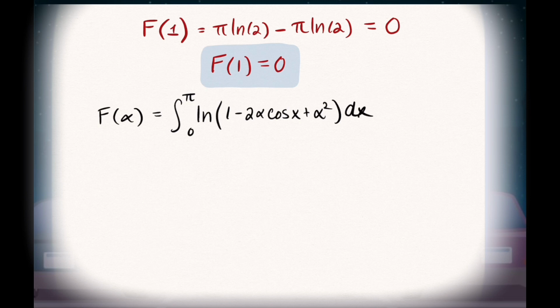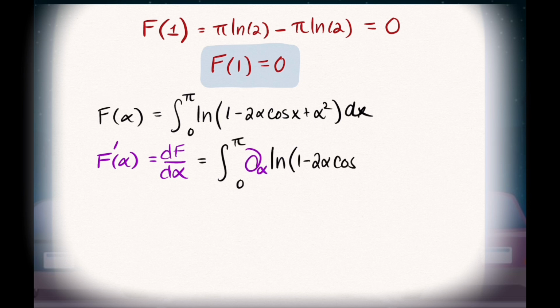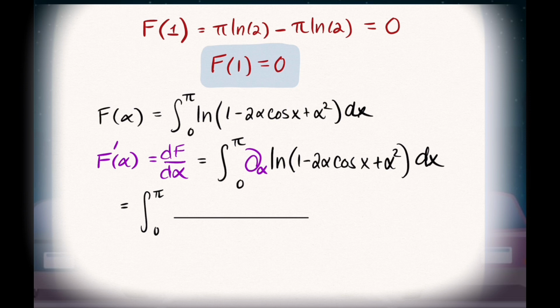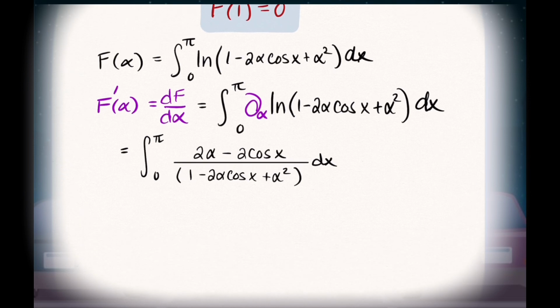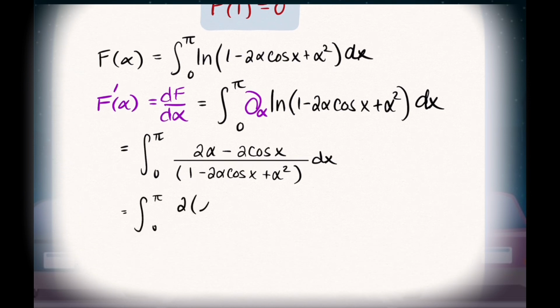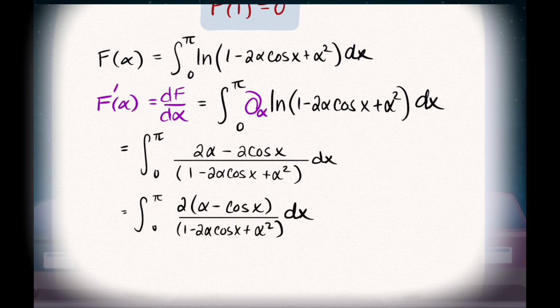Here's where Richard Feynman steps in. We're now going to use the technique of differentiating under the integral sign, differentiating with respect to alpha, the new parameter that we define the function to be. So here, we're going to partially differentiate the integrand with respect to alpha. That's going to give us the integral from 0 to pi of 1 over 1 minus 2 alpha cosine x plus alpha squared multiplied by 2 alpha minus 2 cosine x dx. We can pull the constant of 2 out of the numerator there.